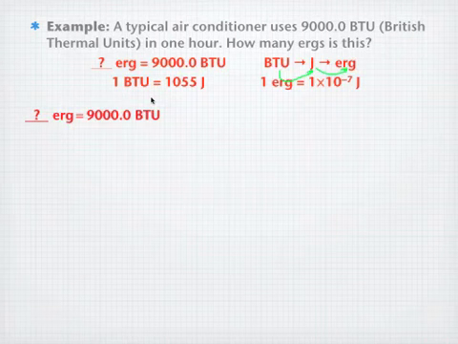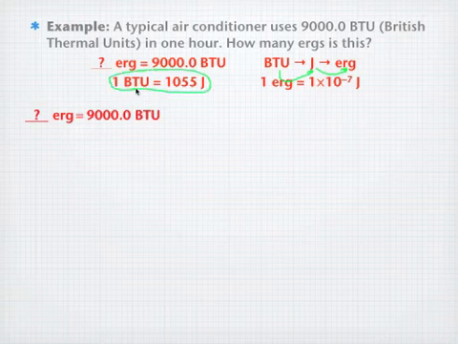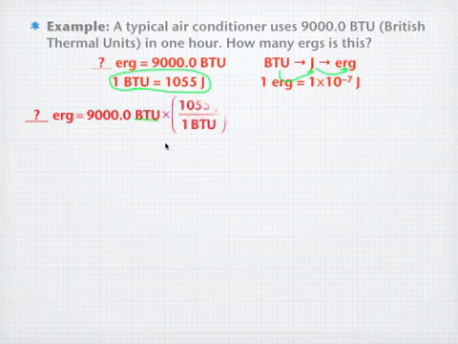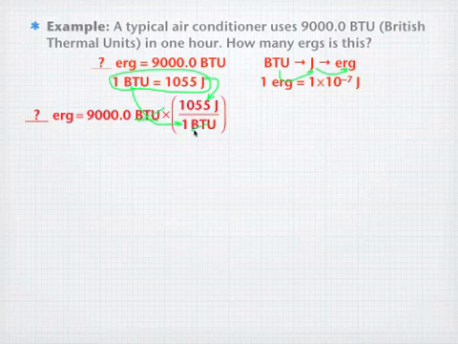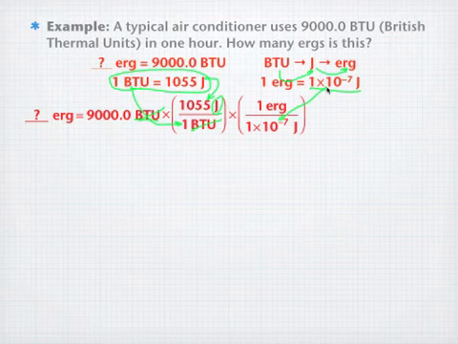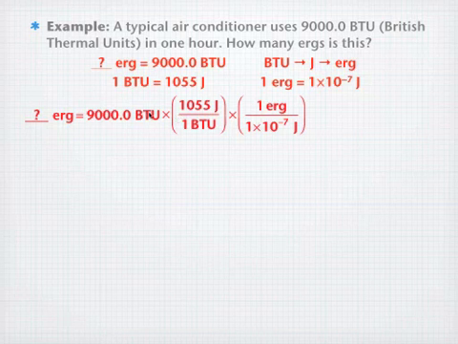Take our 9,000 BTUs. We're going to use our first conversion factor here. Since the BTU is where we're starting, the 1 BTU is going to go into the denominator. So the BTUs goes down here. The joules goes up to the top. Our BTUs cancel, leaving us with units of joules. We need to cancel joules because we need to end up in ergs. So in the next conversion factor, joules is going to go into the denominator. Erg goes into the numerator. Cancel those joules. That leaves us with a value of ergs. And then all we have to do is the multiplication and significant figures and units.